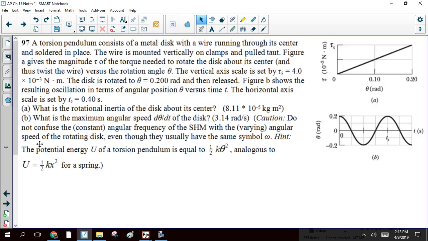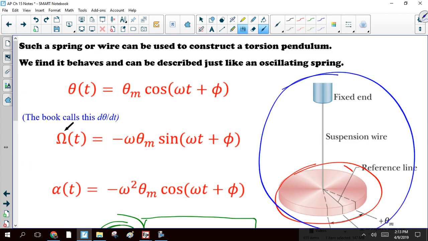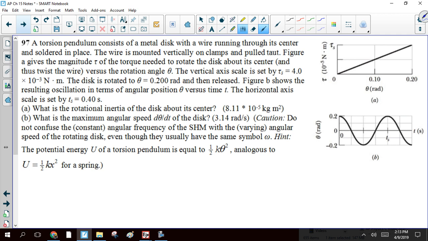All right, so there's the problem that we're going to try to solve here. We've got a torsion pendulum consisting of a metal disc with a wire running through its center and soldered into place. Long story short, it's this thing like this. Here's your disc, here's your wire, it's soldered into place so that it doesn't slide on the wire.